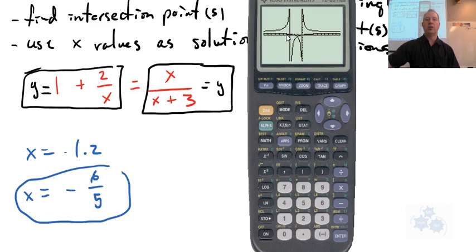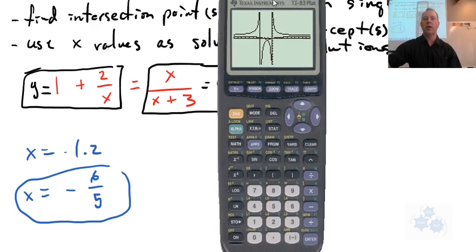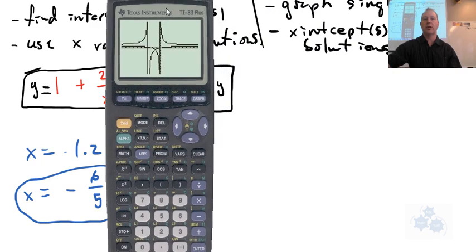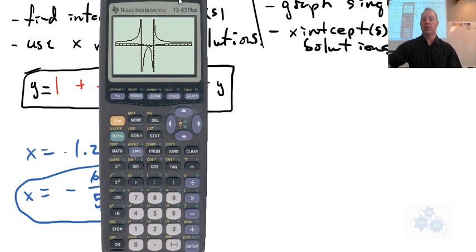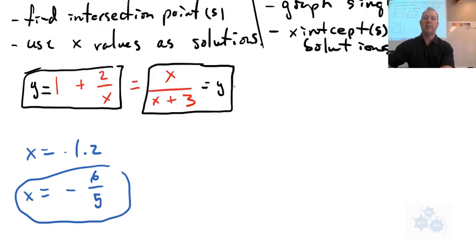You could change your window settings and zoom out and see if there's anything else over there. Well, I tell you what. Let's just explore the second method, because we are looking for x-intercepts here, and this is kind of tricky with the asymptotes and all the different crossovers and stuff.